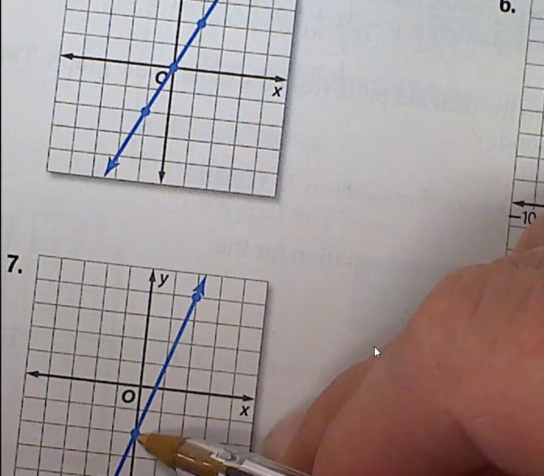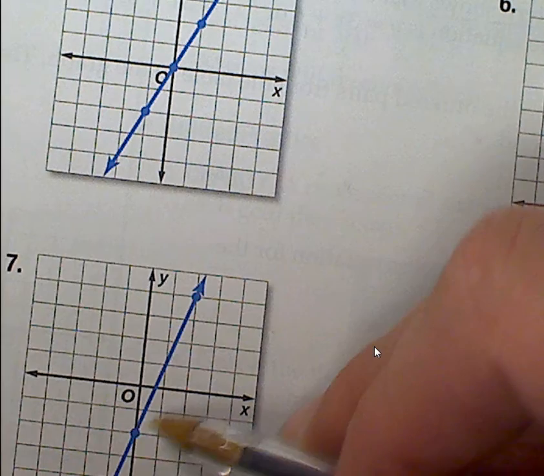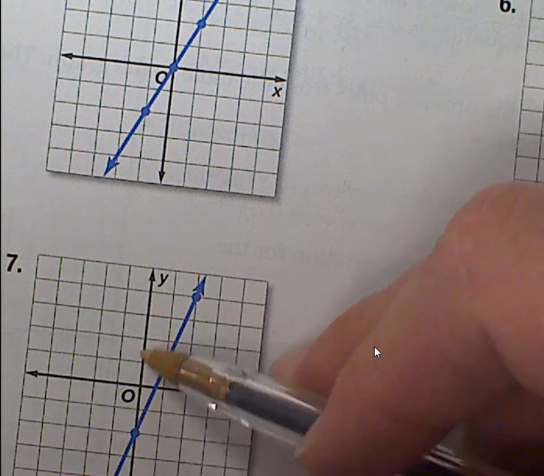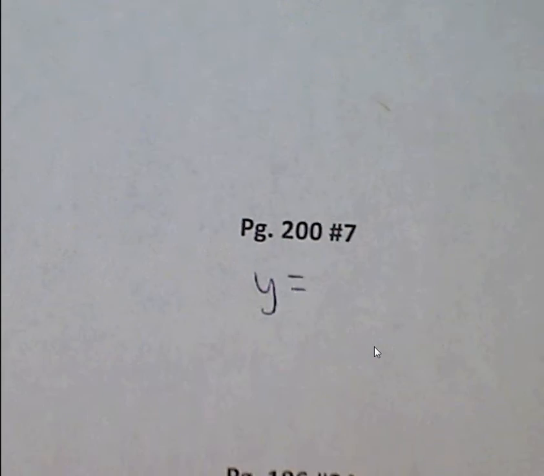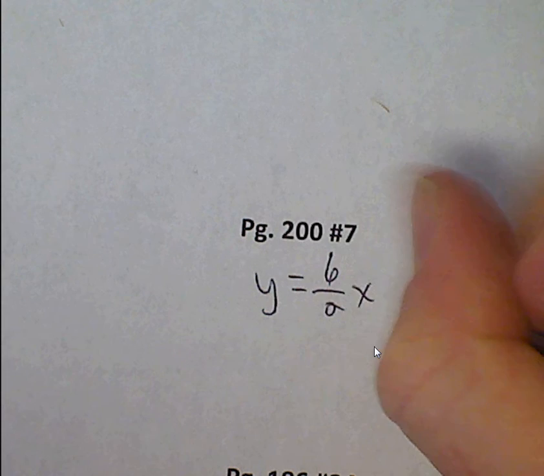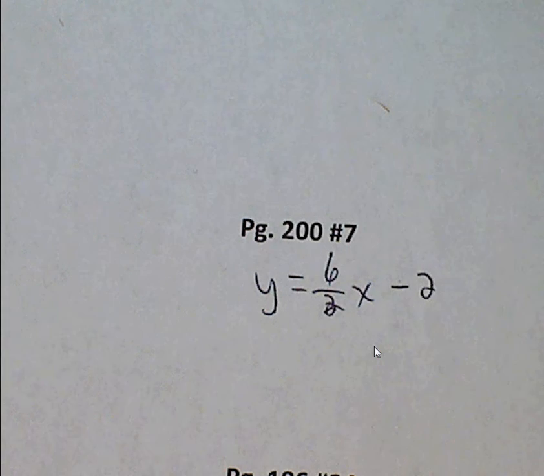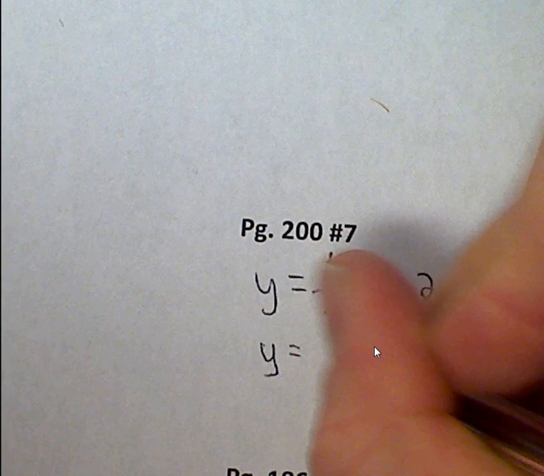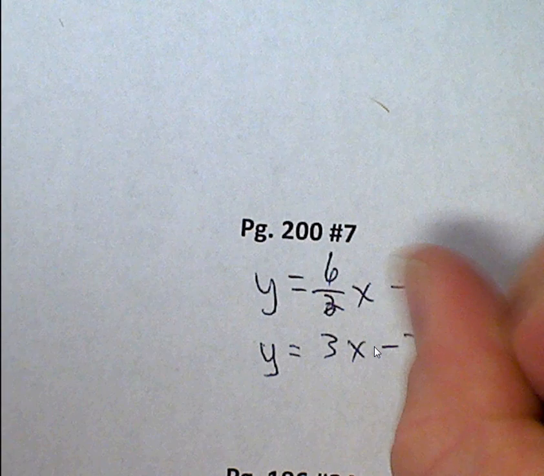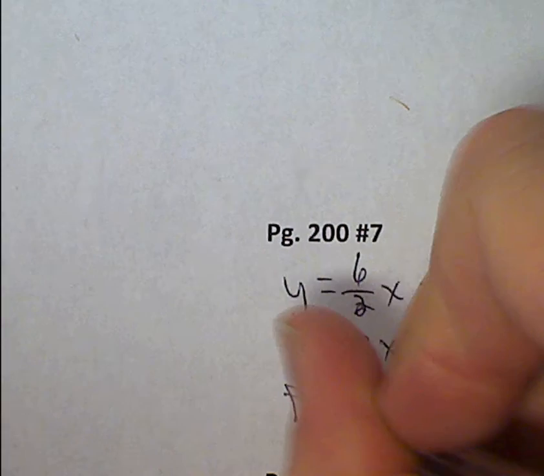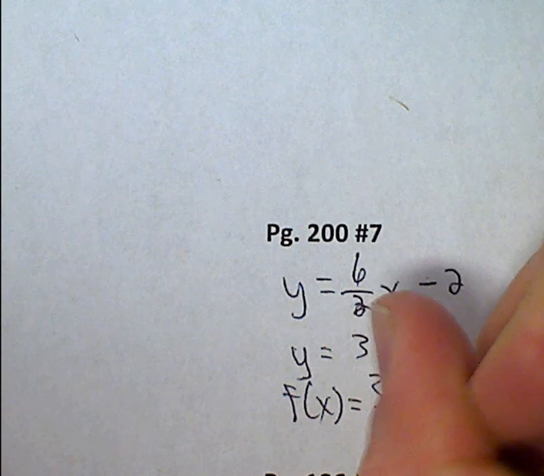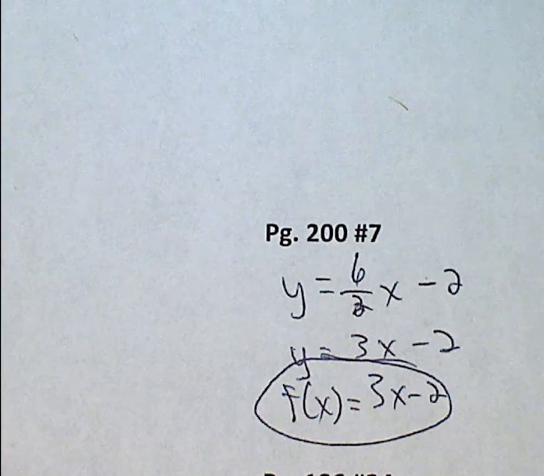My y-intercept is at -2, and then I have to go up 1, 2, 3, 4, 5, 6 over 2. So up 6 over 2 is my slope. So my equation turns into y equals 6 over 2x minus 2. 6 over 2 could be reduced to 3 over 1, which is the same thing as 3. My equation becomes y equals 3x minus 2, and I can translate that into a function: f of x equals 3x minus 2.